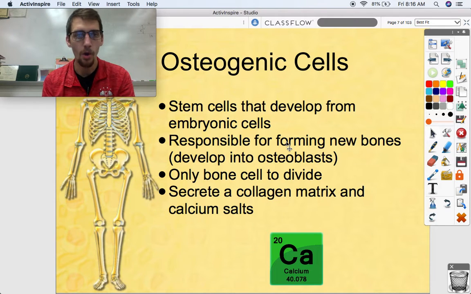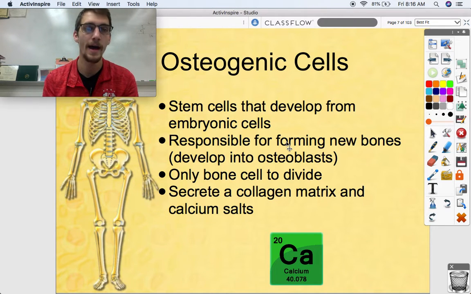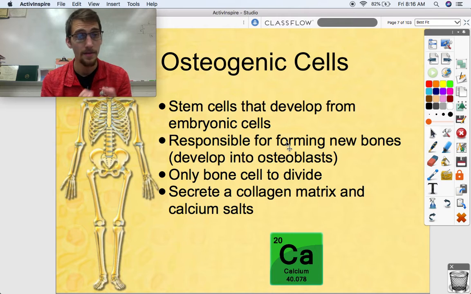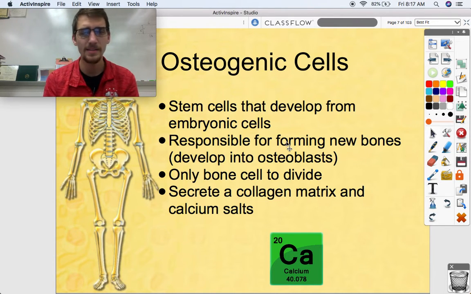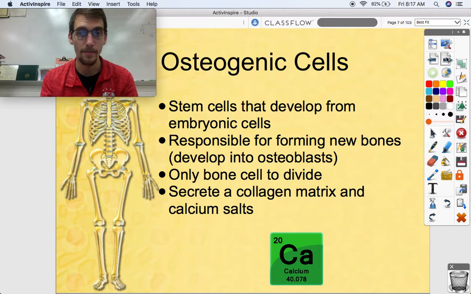Osteogenic cells are the only types of bone cells that actually divide. Divide meaning that they are able to make a copy of themselves through mitosis, right? So they are the only mitotic bone cells. And osteogenic cells secrete a collagen matrix and calcium salts, so they are responsible for producing the non-living part of the bone tissue that surrounds them and makes a bone a bone.